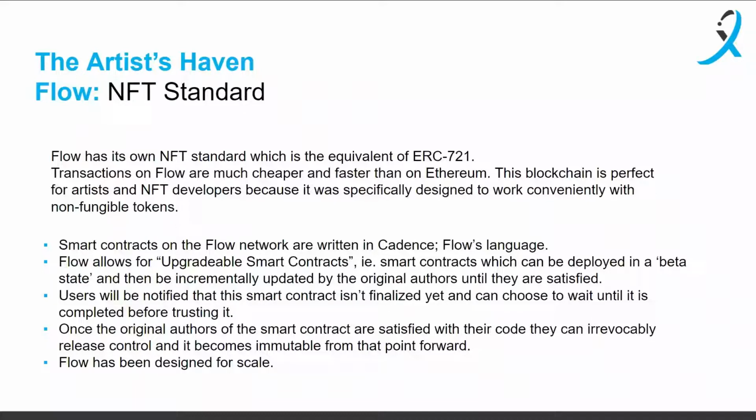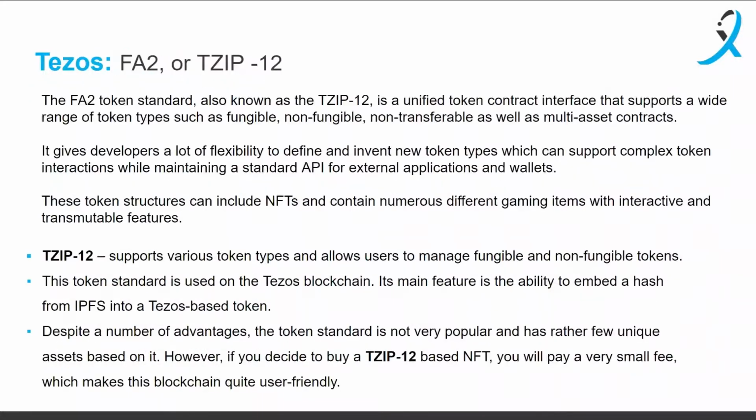Once the original authors of the smart contracts are satisfied, they can irrevocably release the contract, and then it becomes immutable. So they can tweak it, play around with it until they're fully happy with it, and then they can make it immutable. And it's been designed for scale. There's been some conversation about the distribution of it, and a lot of interesting stuff going on in Discord and Reddit. So I encourage everyone to check that out as well.